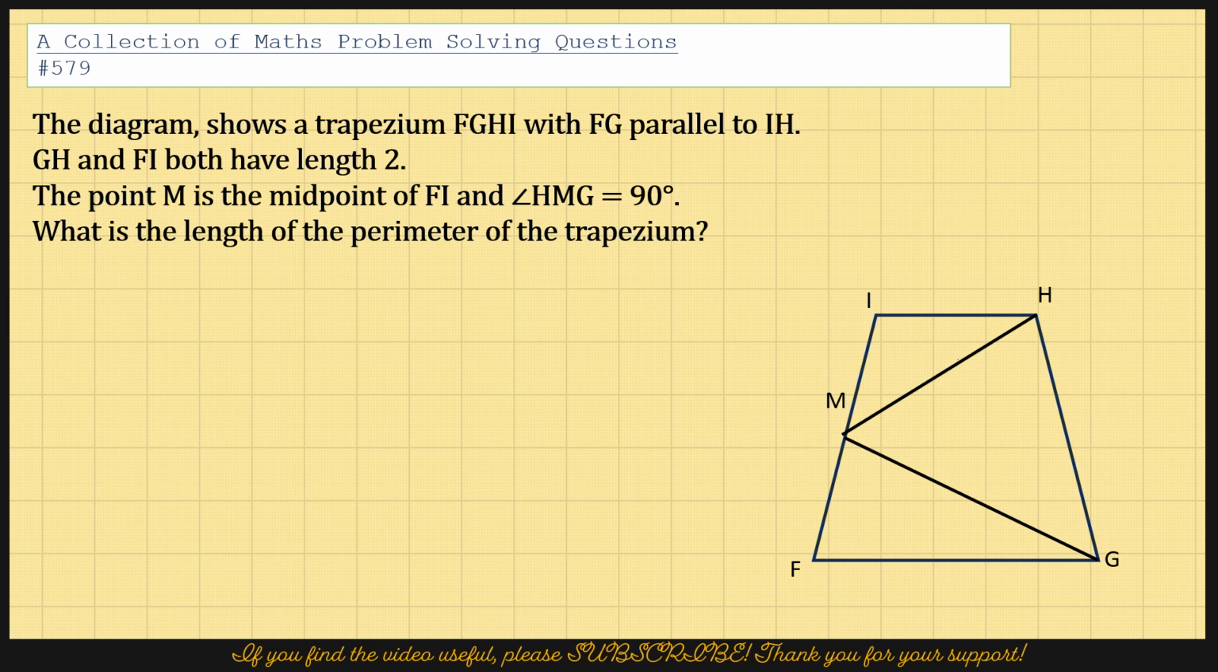The diagram shows a trapezium FGHI with FG parallel to IH, and GH and FI both have length 2. The point M is the midpoint of FI and angle HMG is 90 degrees. What is the length of the perimeter of the trapezium?